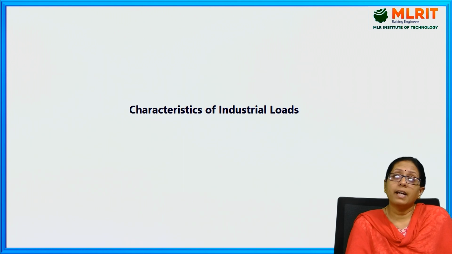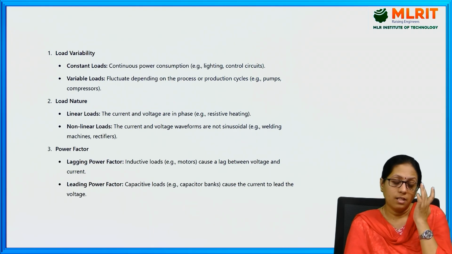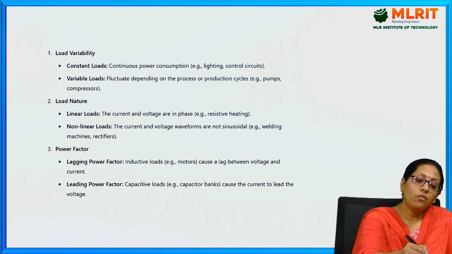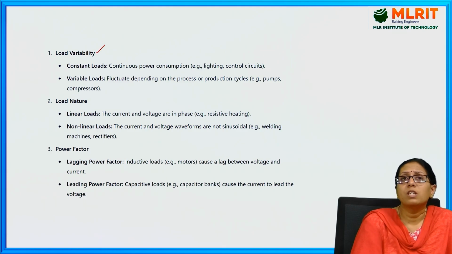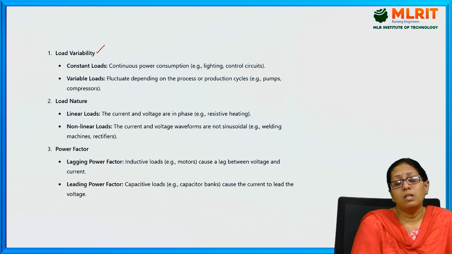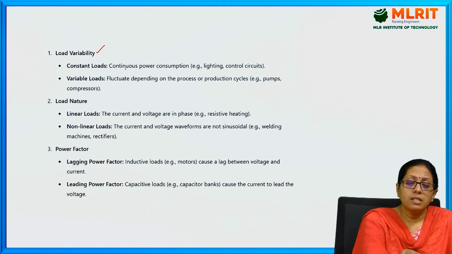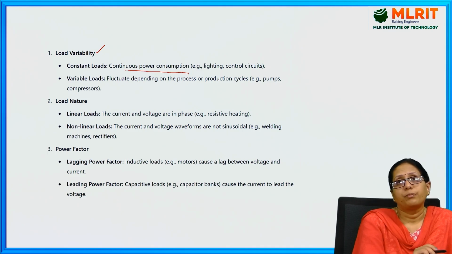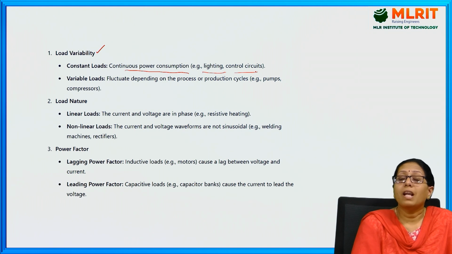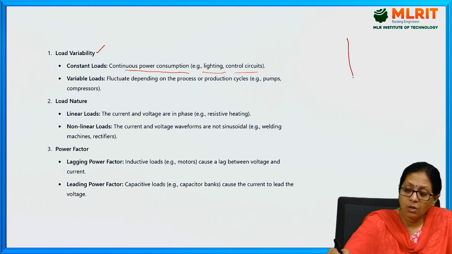Next one is characteristics of industrial loads. What are the different characteristics? First one is load variability. That means constant loads as well as variable loads. The loads may be constant or variable. Constant means continuous power consumption. Examples, lighting and control circuits. For lighting system as well as control systems, the load is continuous. The load consumption is continuous based on the time.